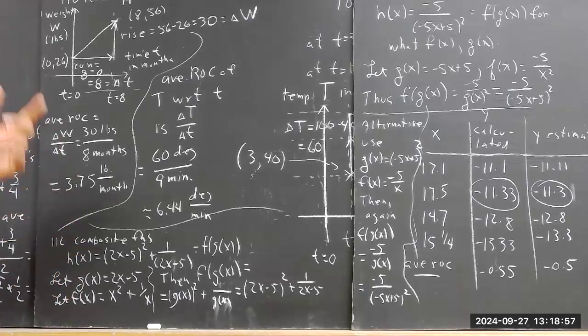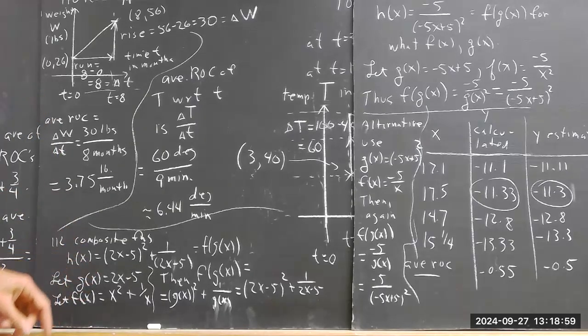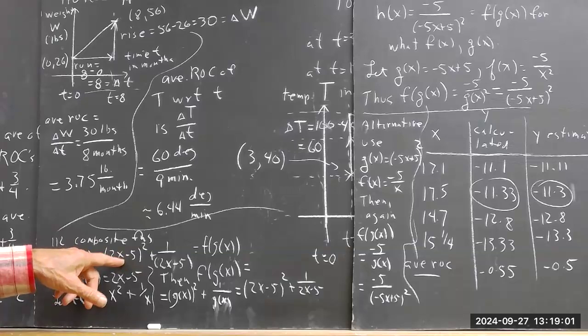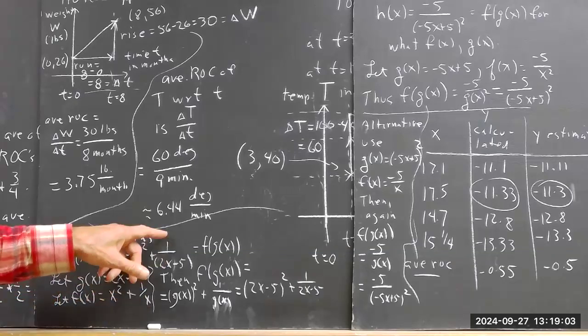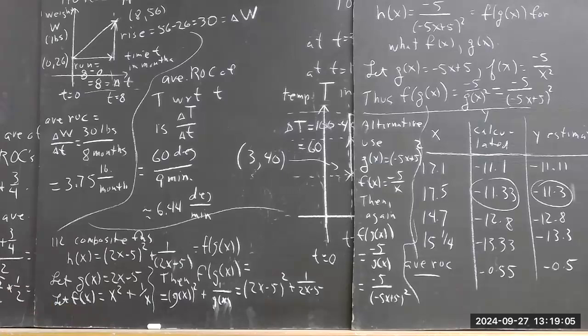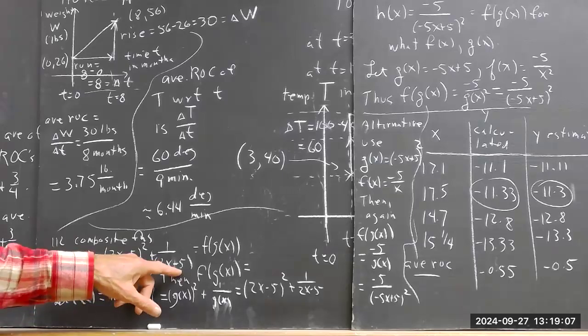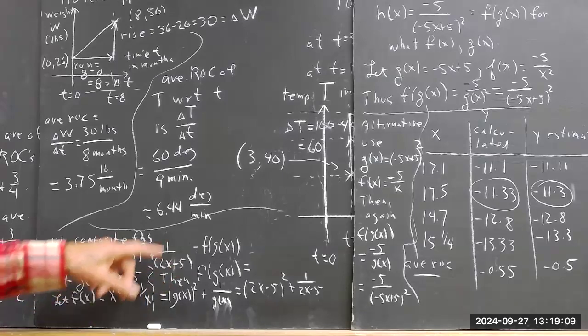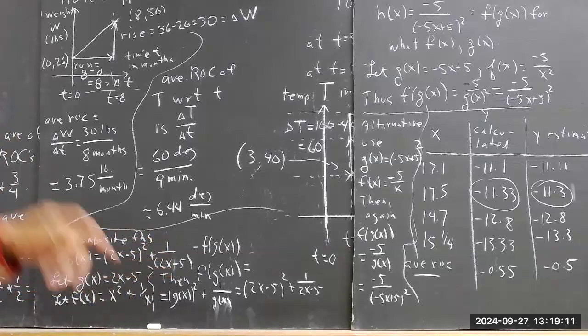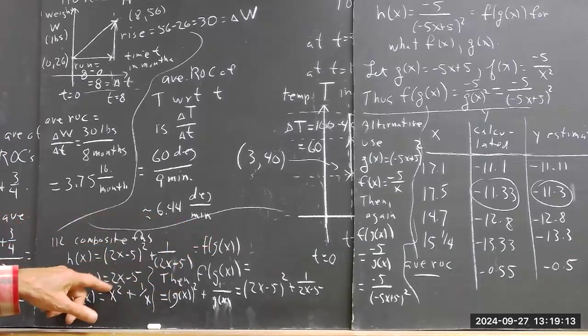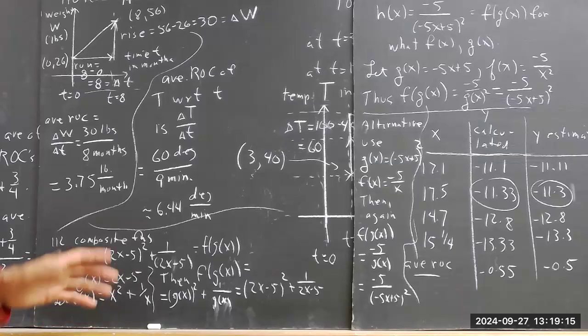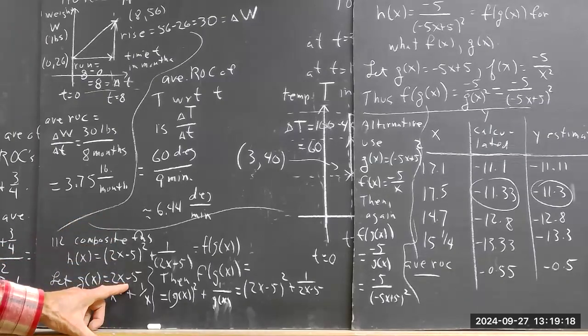Okay, number 112, you've got h of x is the quantity 2x minus 5 squared plus 1 over 2x minus 5. Well, you've got that 2x minus 5, it's squared here, and then you take the reciprocal over here. So you're going to let g of x be your 2x minus 5. That's pretty much the only choice you have in this case.